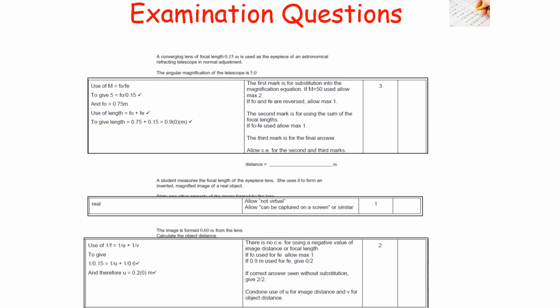Now in our last question, you've got to use our equation: 1 over focal length is equal to 1 over the object distance plus 1 over the image distance. Now we've got our different values. We've got our focal length from the question. It's told us to be 0.15 from the top. We've got our object distance as told us in the question, 0.60 meters. The image distance, because the image is formed 0.60 meters from the lens, it tells us that in the question. So we can work out 1 over u. So when we work it through, we get our answer to be 0.2 meters.